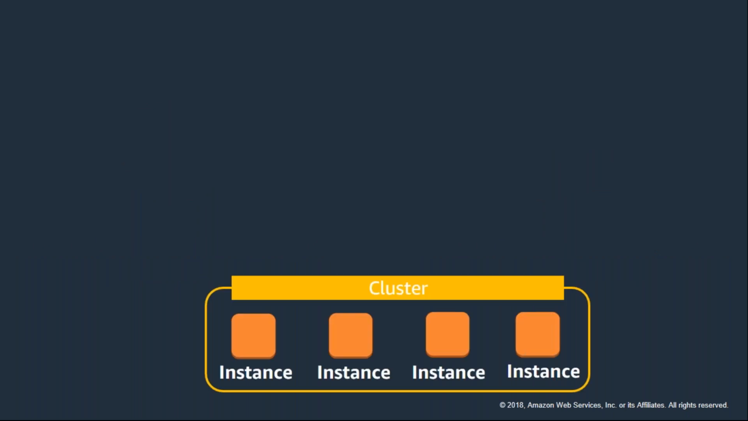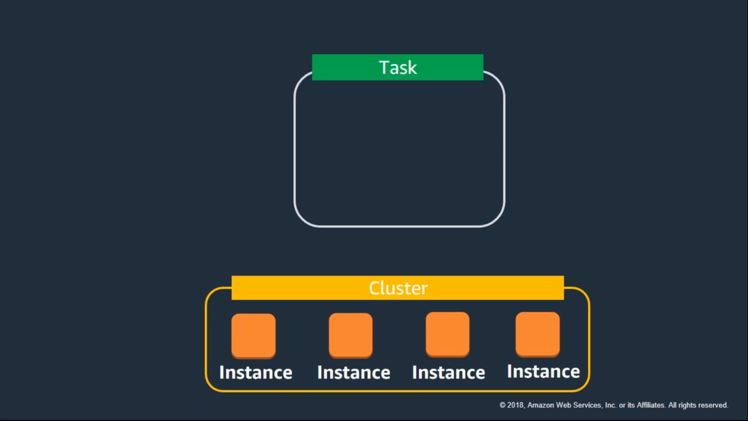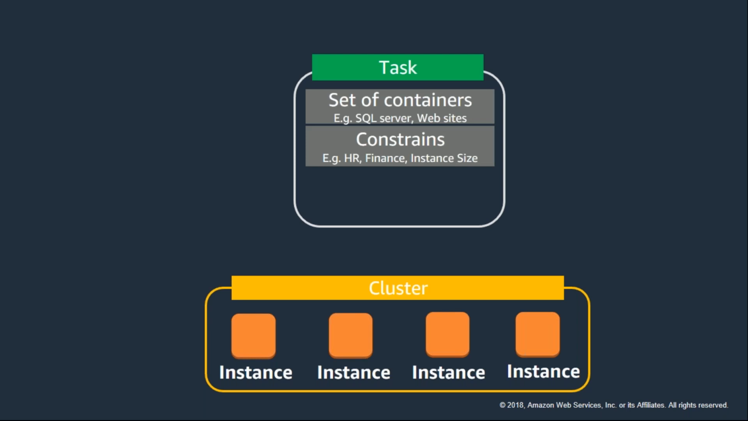So how it works is that you have this cluster of compute and network resources, and you create something called a task, right? On this task, you define what set of containers you want to run. Here, I want to run SQL Server, and I want to run a web service. You define the constraints that need to be adhered to. So, for example, you can say, hey, the HR application should run on the same host the finance application is running. And you define the memory and CPU demands.